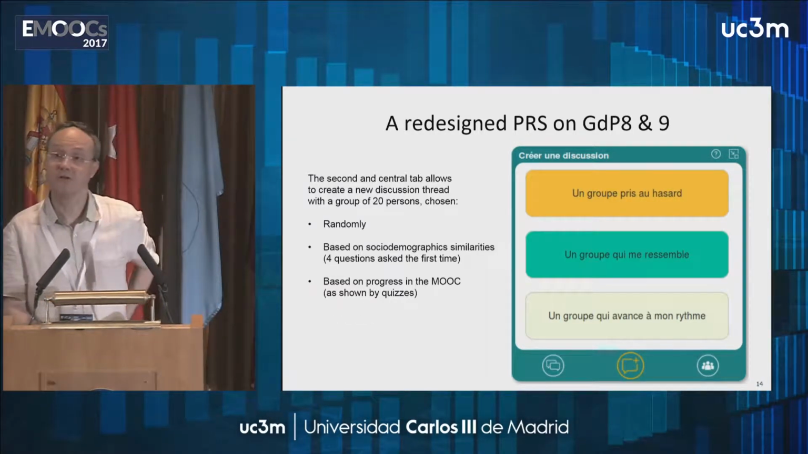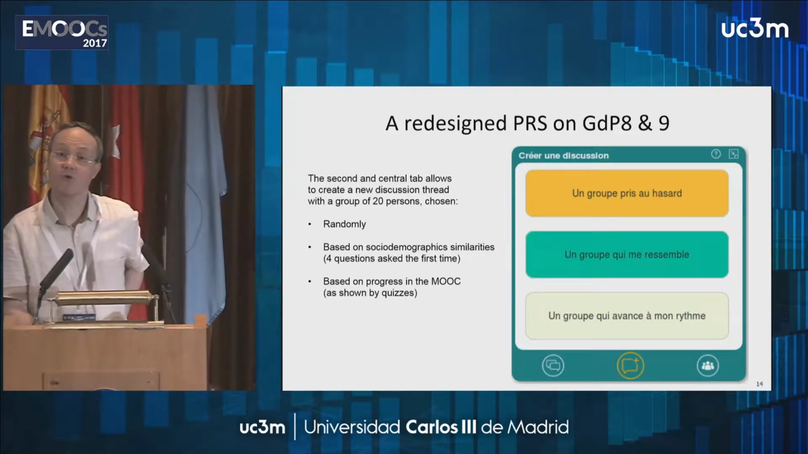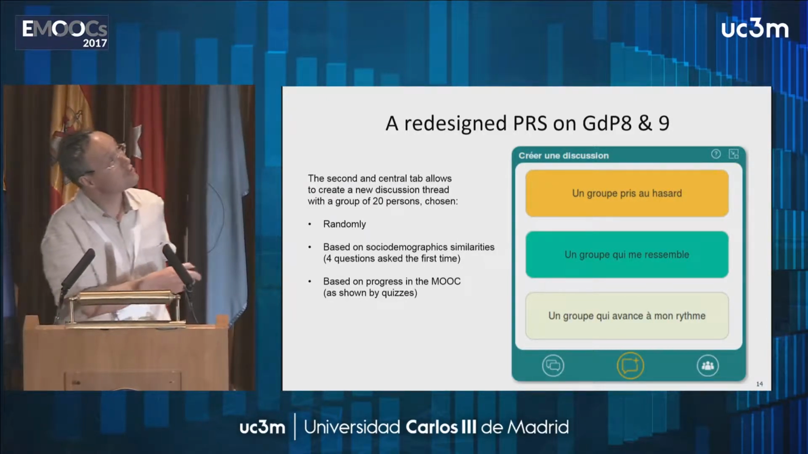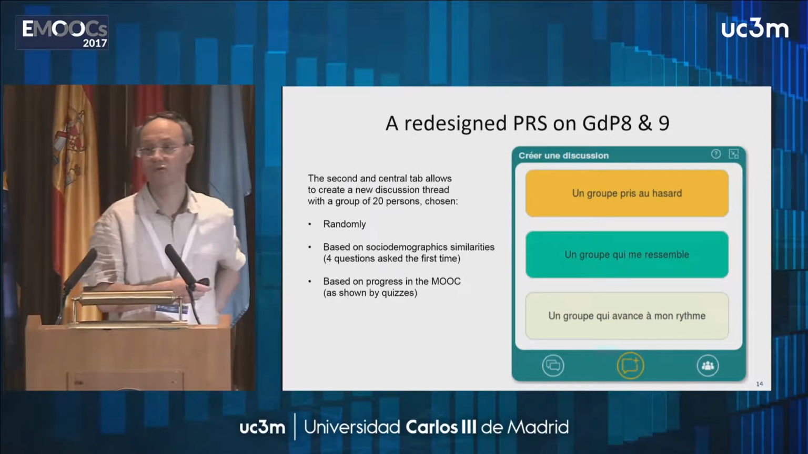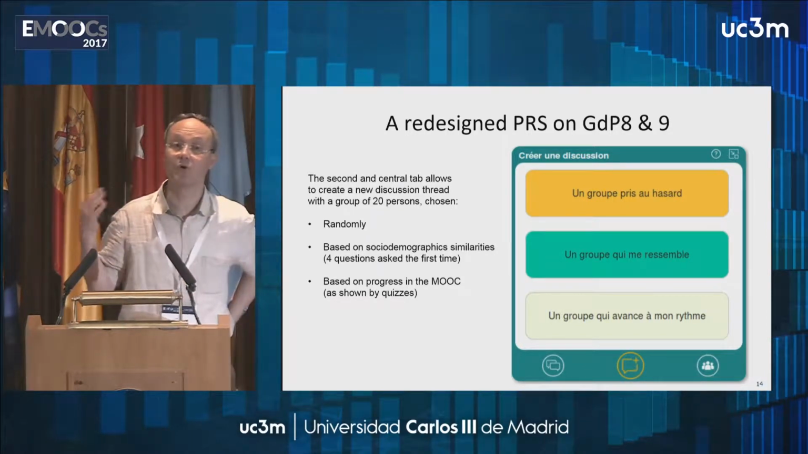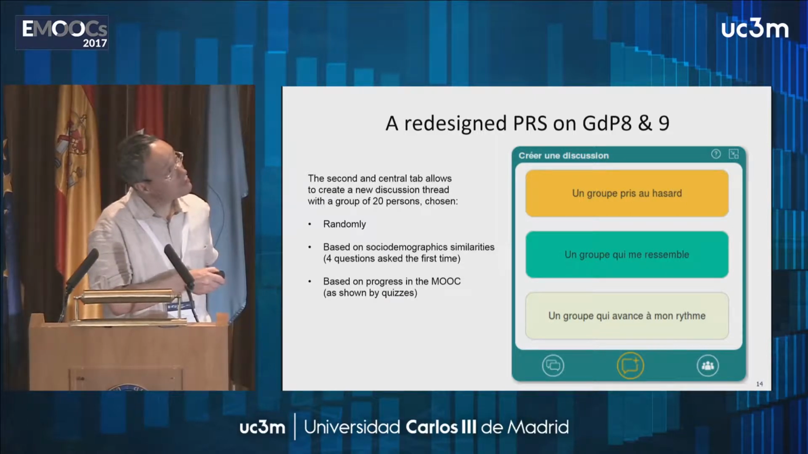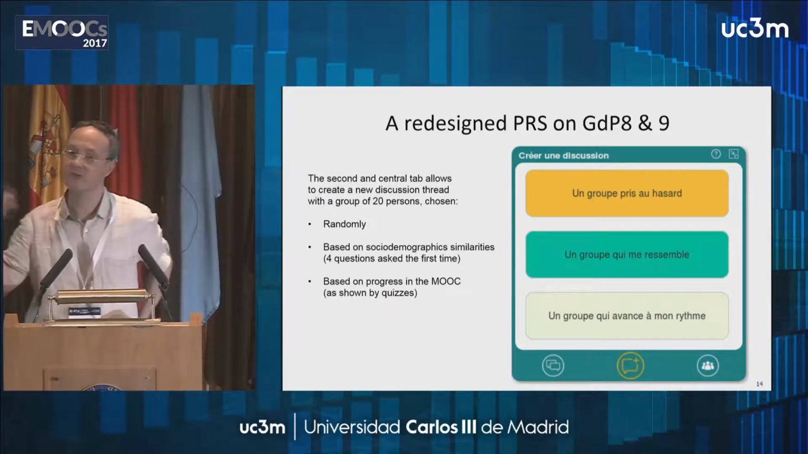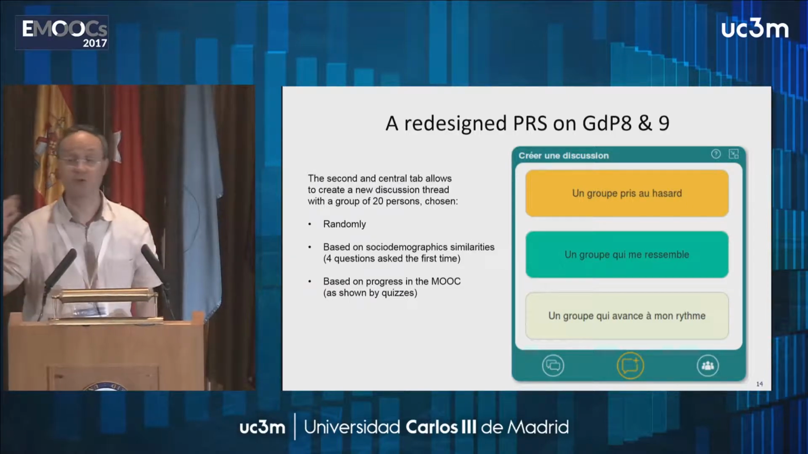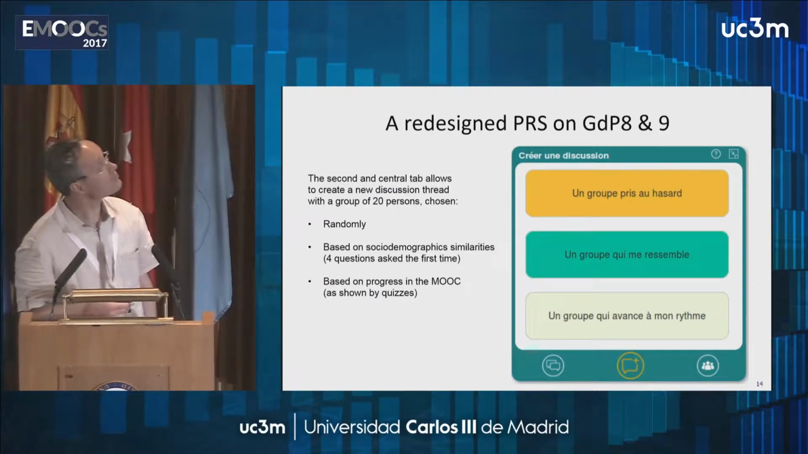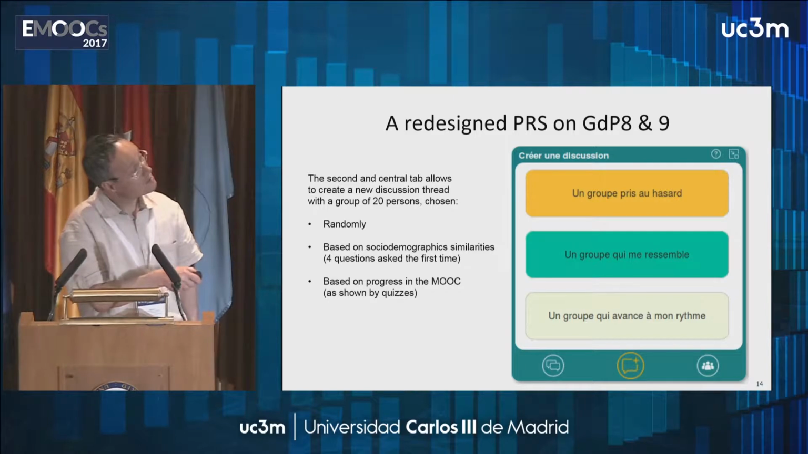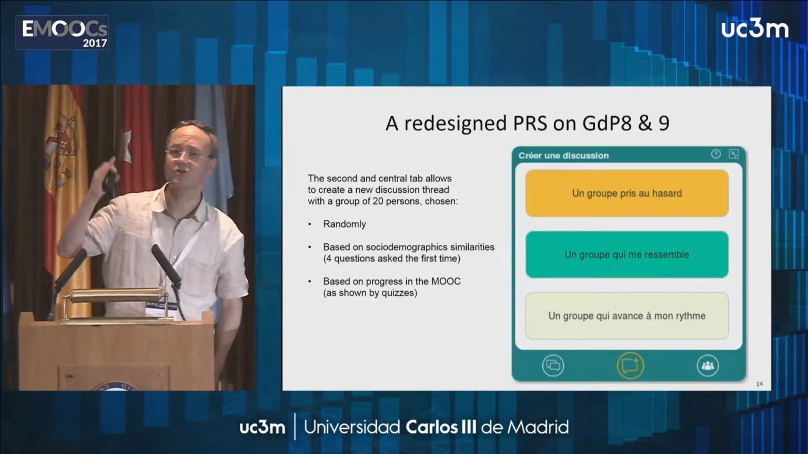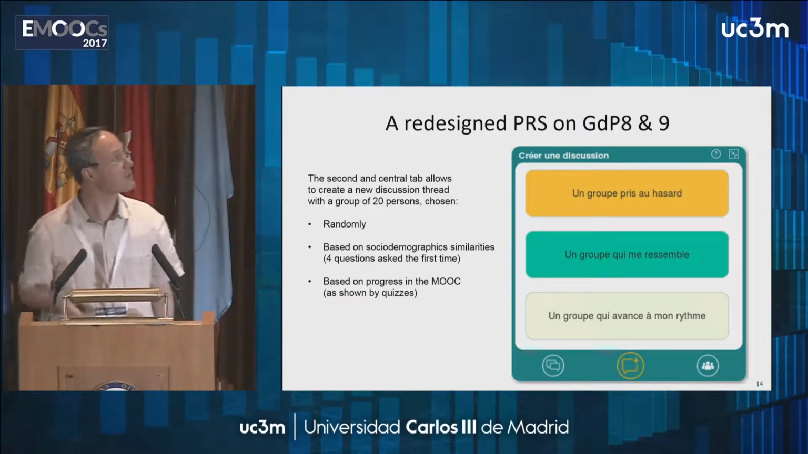So how did the recommendation algorithm work? The students had the ability to choose a random group. So this is algorithm number 1. Algorithm number 2 is a group who is like me, so lives in the same place, same age, socio-demographical variables. Or lastly, a group which follows the MOOC at the same stage as I am.